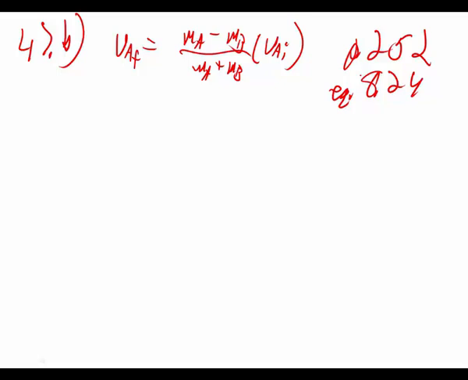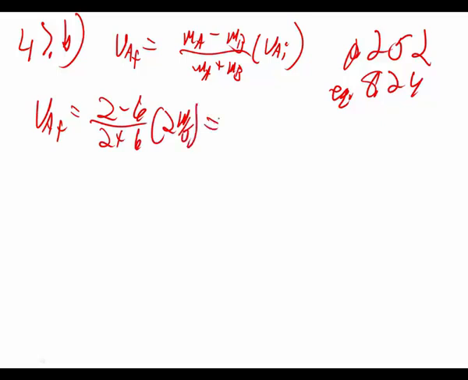All right, so let's plug in. And we have to do two different calculations. This is the first one. So we got 2 minus 6 over 2 plus 6 times 2 meters per second. And that comes out to be -1 meters per second.